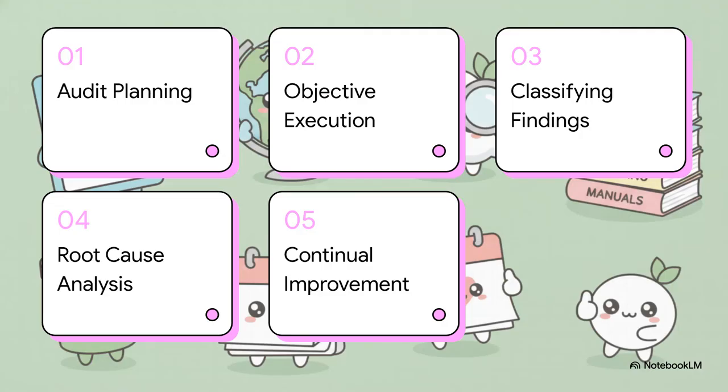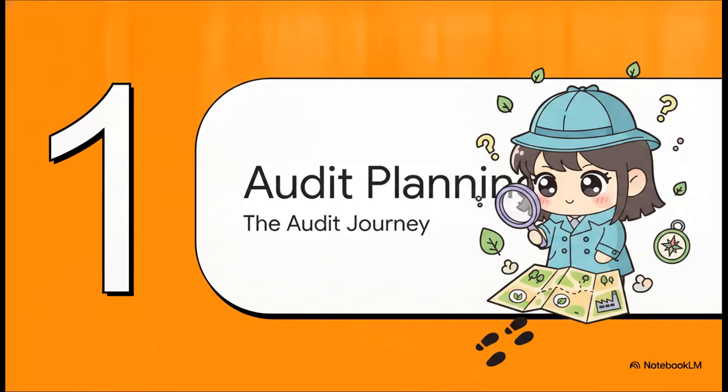To get there, we're going to break this ISO requirement down into a chronological detective's journey. We'll cover audit planning, objective execution, classifying our findings, root cause analysis, and finally, continual improvement. Okay, starting off with Section 1, audit planning, or as we like to call it, the audit journey.